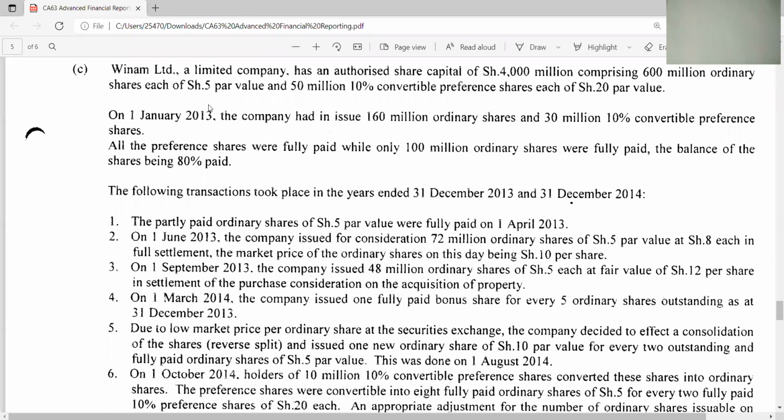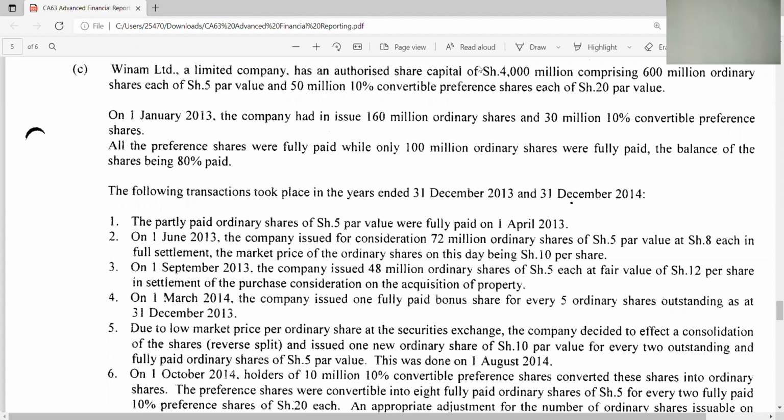So they were saying that Winam Limited, a limited company, has an authorized share capital of shillings 4,000, comprising 600 million ordinary shares, each of shillings 5 par value, and 50 million 10% convertible preference shares, each of shillings 20 par value. So you can see here we have an authorized share capital of 4,000, made up of 600 million ordinary shares of shillings 5.